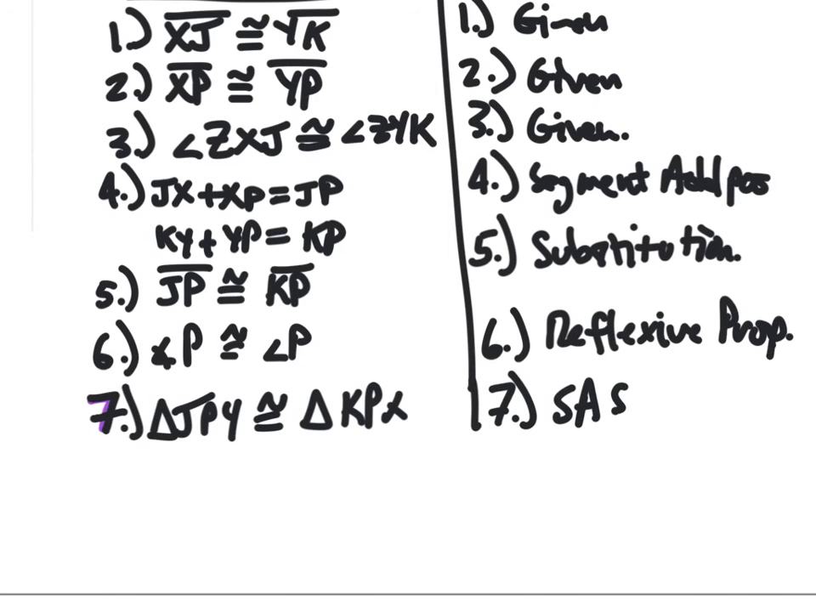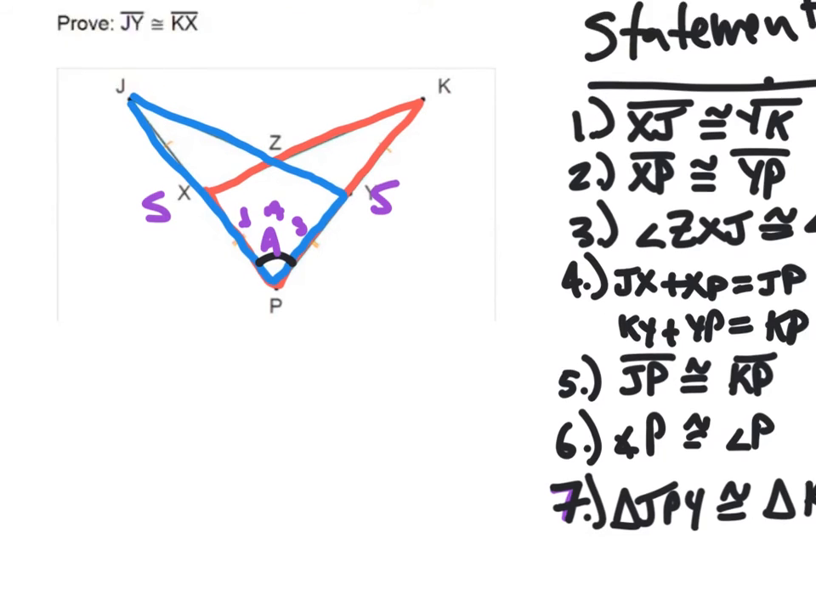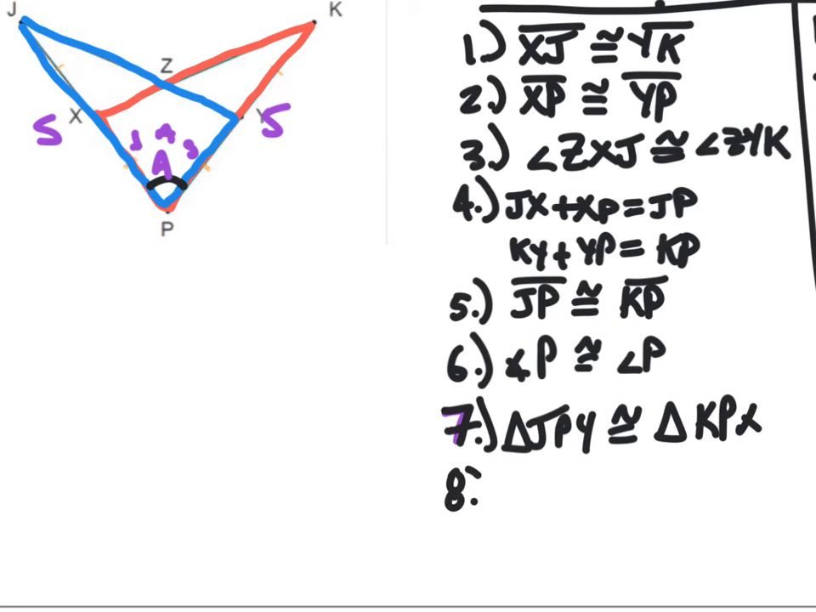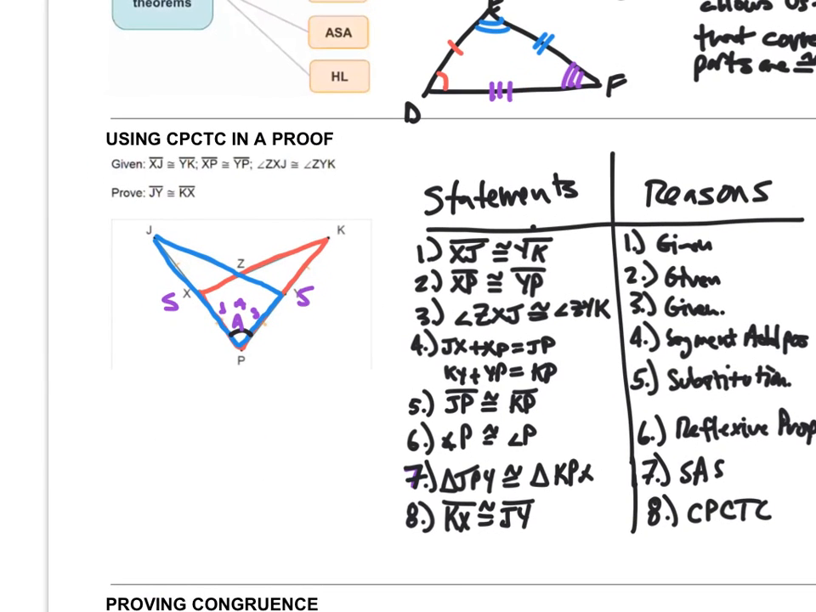So, now that I know that these two triangles are congruent, I know that their corresponding parts are congruent. So I can then conclude that KX is congruent to JY. So my last step here is that final step saying that KX is congruent to segment JY, okay? And the reason why I can say that those two segments are congruent is because of CPCTC, which is corresponding parts of congruent triangles are congruent. So because the triangles are congruent, I know that their corresponding parts are congruent as well, okay?